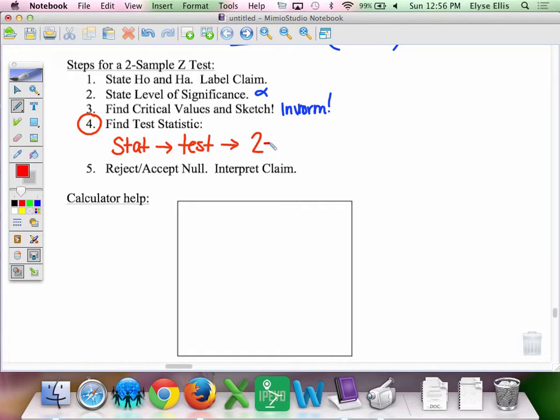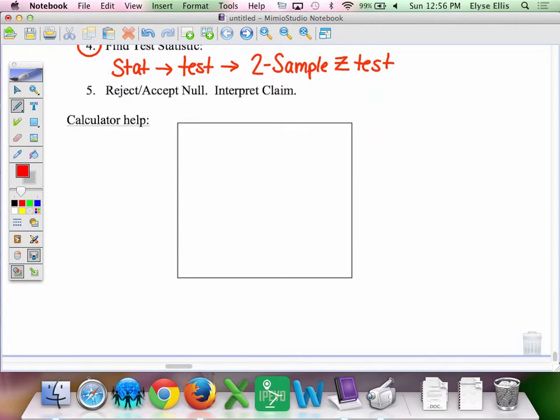And here you're looking for the one that says 2-sample z-test. So 2 samples, it's a z-test. You have to choose the correct option. And then once you have that, you compare, and decide what you are going to do to your null and what you are going to do to your claim.